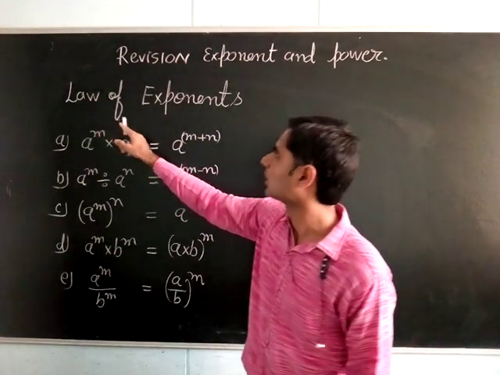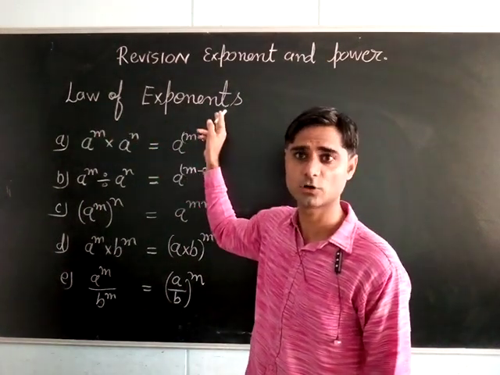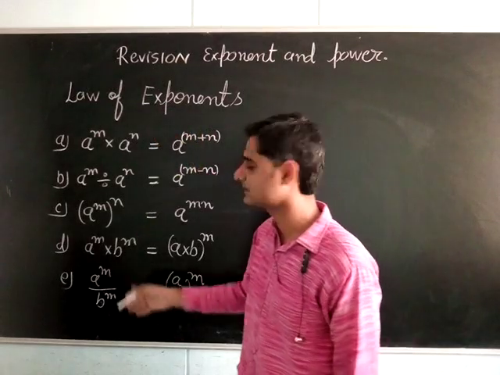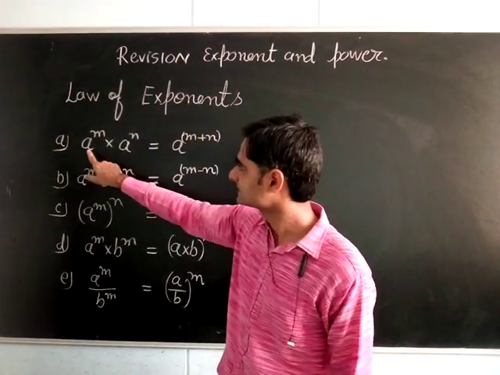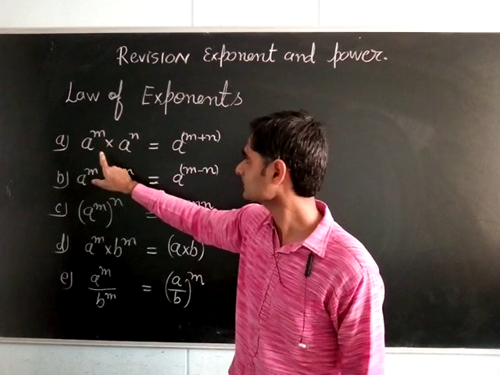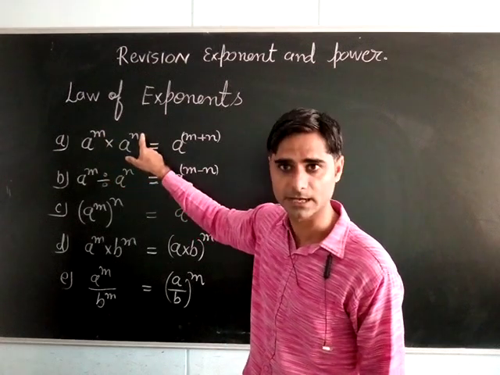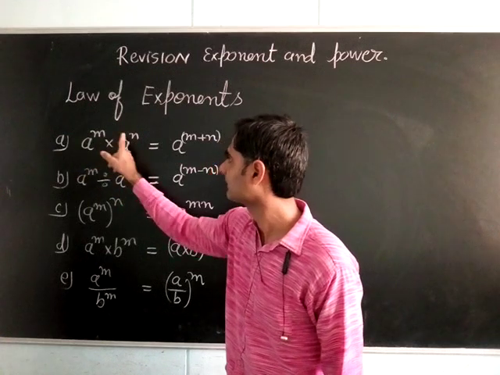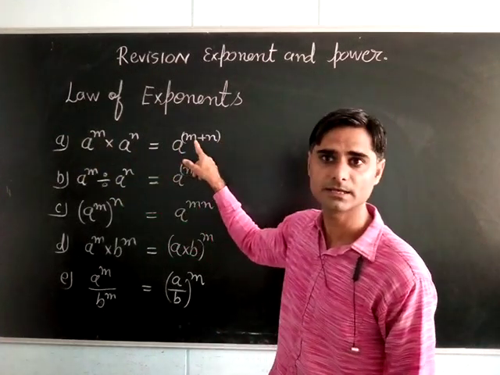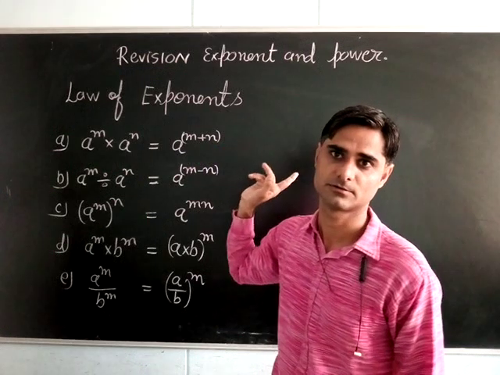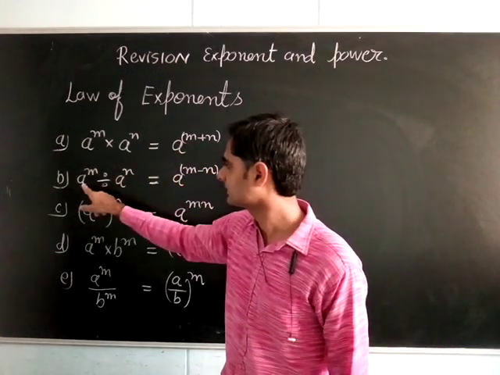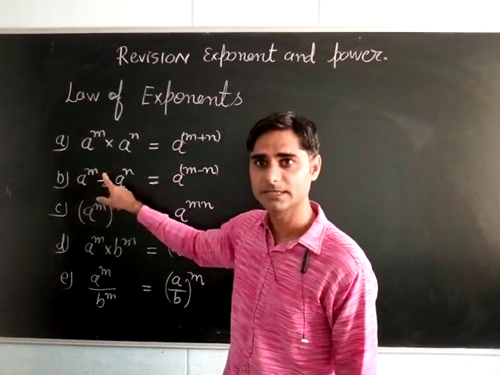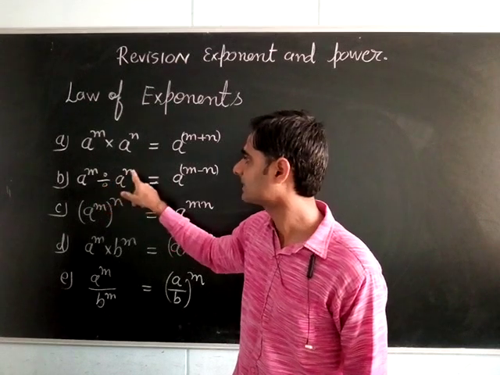First of all, laws of exponents. I have written here some laws of exponents. First is a power m multiplied by a power n. If bases are same in a product, then powers will be added. So a power m plus n. Right?